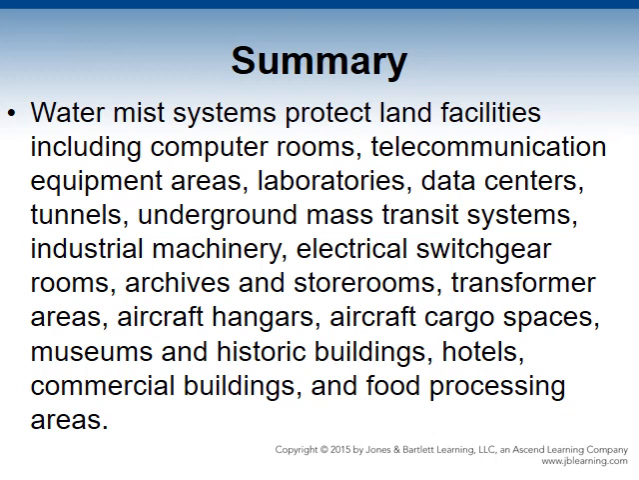Water mist systems protect land facilities, including computer rooms, telecommunication equipment areas, laboratories, data centers, tunnels, underground mass transit systems, industrial machinery, electrical switchgear rooms, archives and storerooms, transformer areas, aircraft hangars, aircraft cargo spaces, museums, and historical buildings, hotels, commercial buildings, and food processing areas.